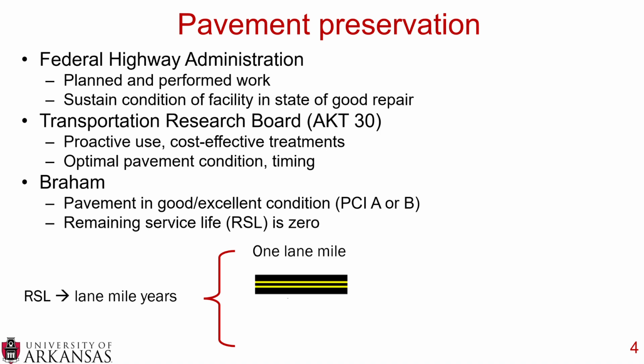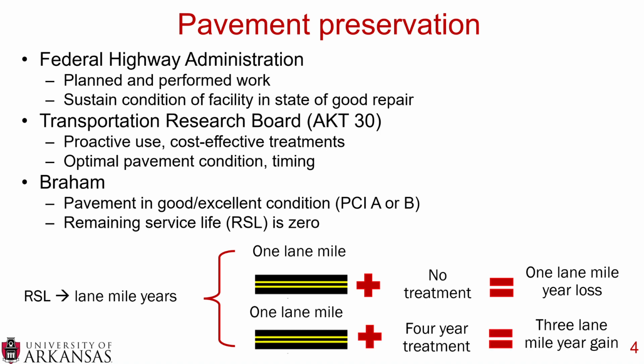And let's pretend your network has 1 lane mile, and you do not do anything to it. That means your network has lost 1 lane mile a year. However, if you have that same 1 lane mile and you apply a 4-year treatment, or a treatment that you anticipate to last 4 years, that means that your network has actually gained 3 lane miles because, again, that 1 year has passed, so that's a -1, but you add that 4-year treatment, -1 plus 4 is 3.